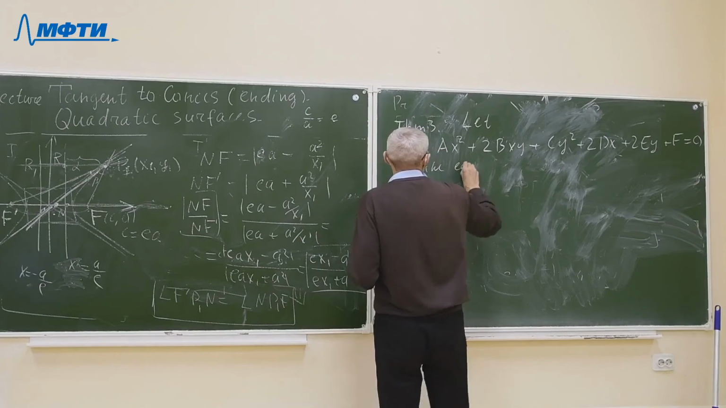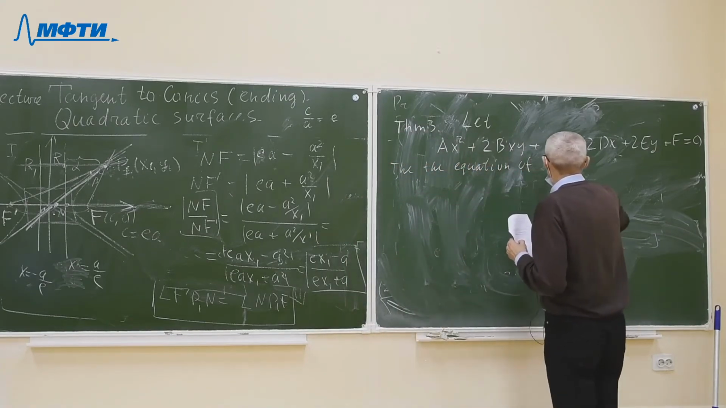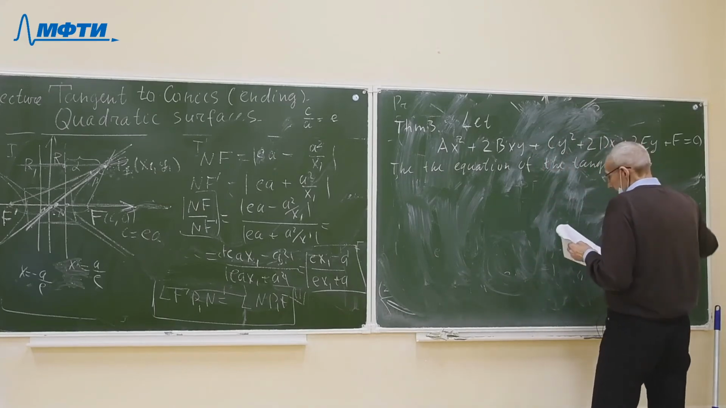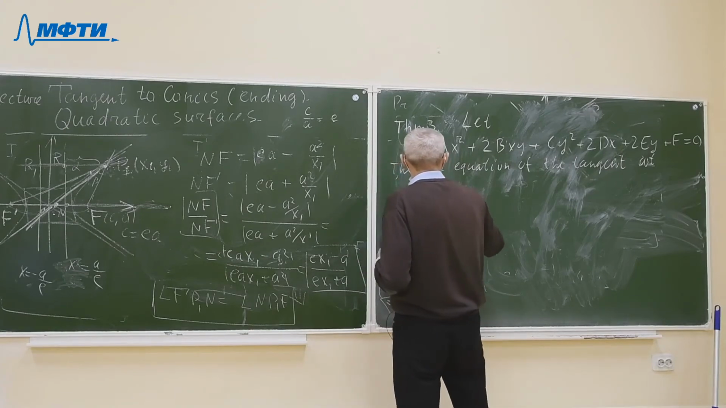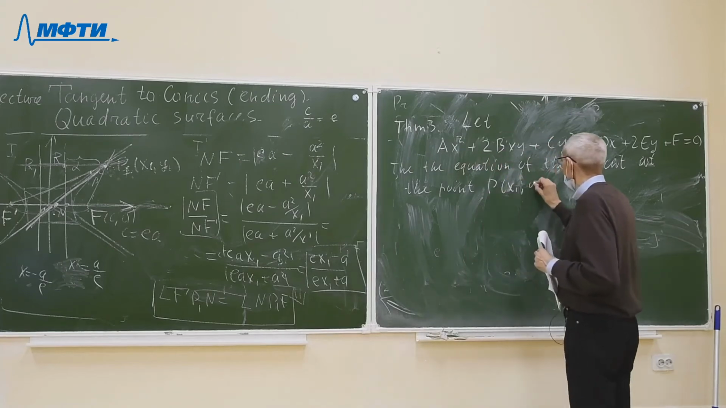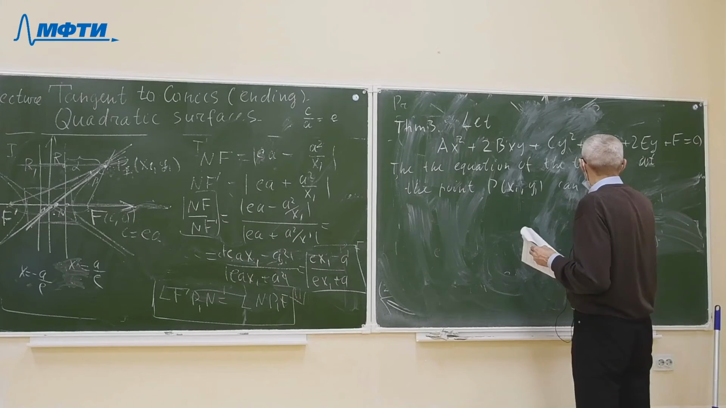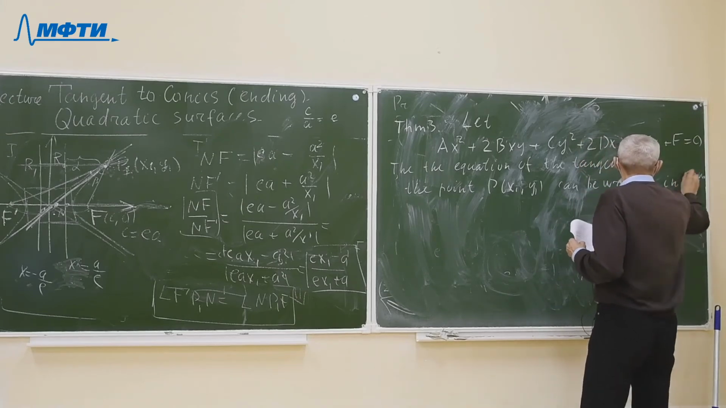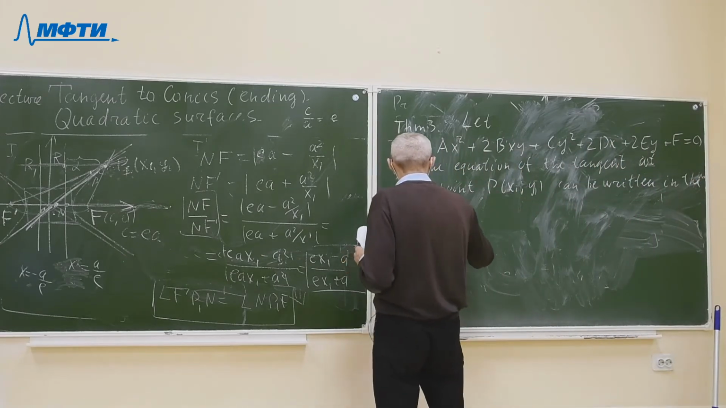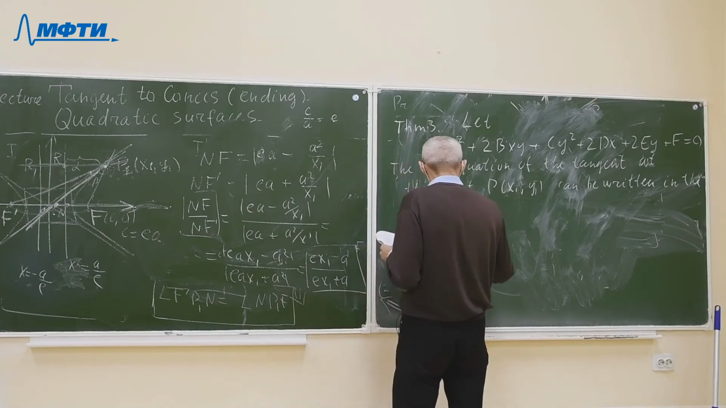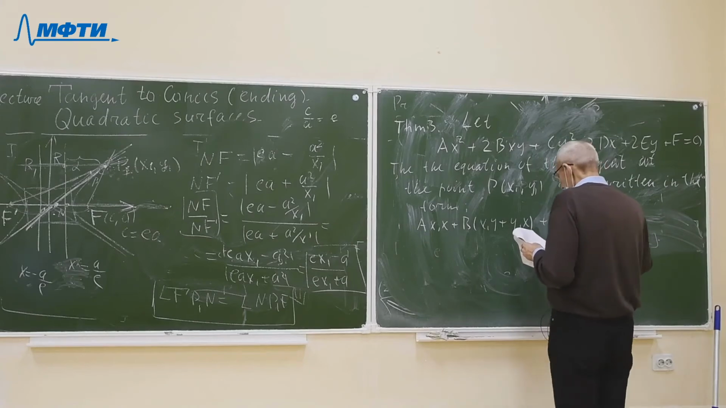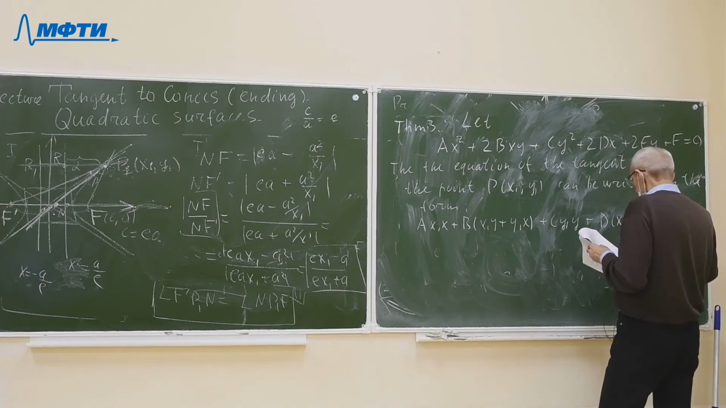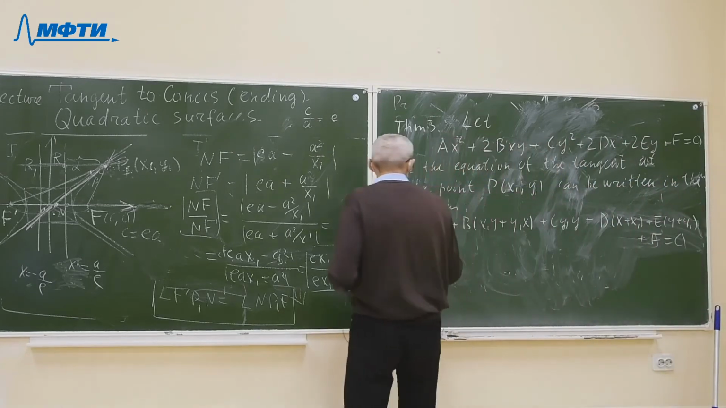Then the equation of the tangent at the point P, which has coordinates x1, y1, can be written in the form a x1 x plus b (x1 y plus y1 x) plus c y1 y plus d (x plus x1) plus e (y plus y1) plus f is equal to 0.